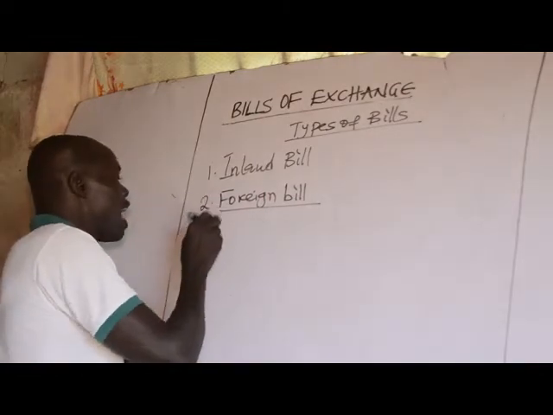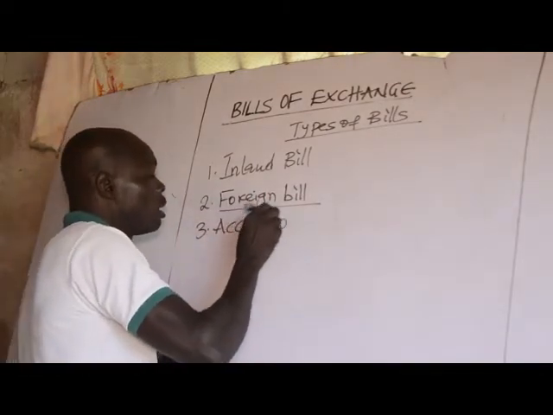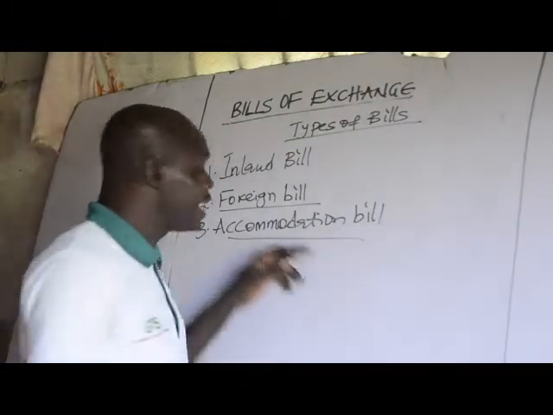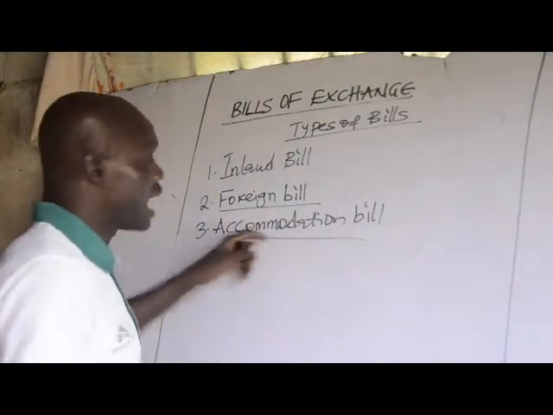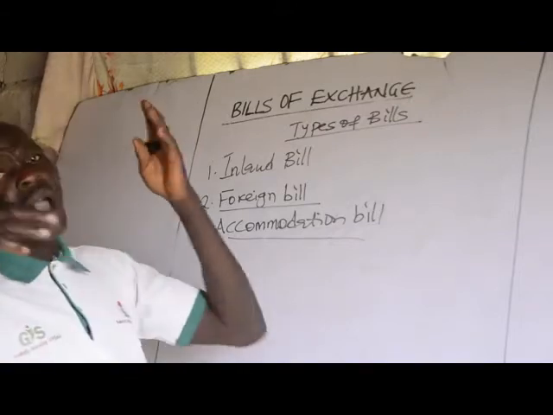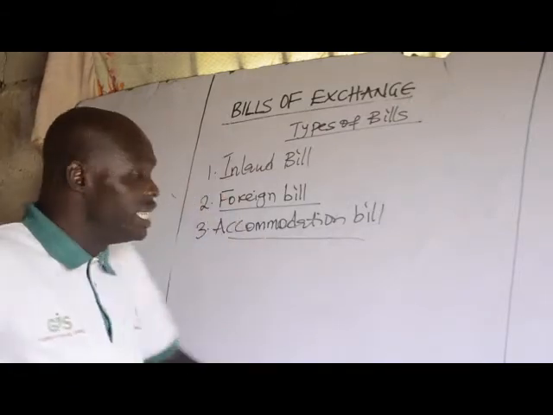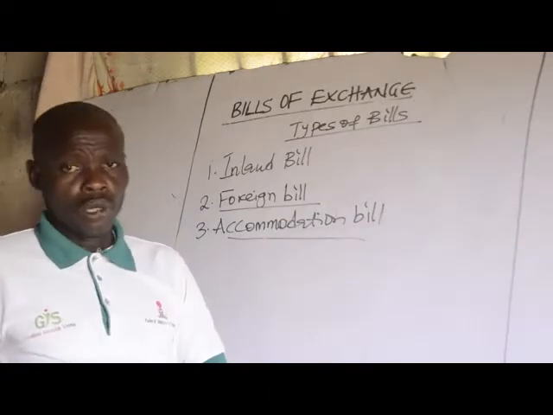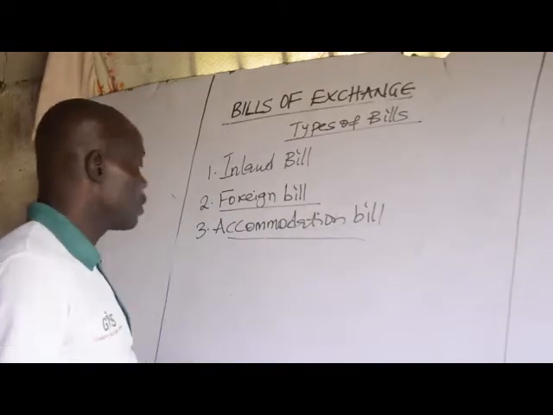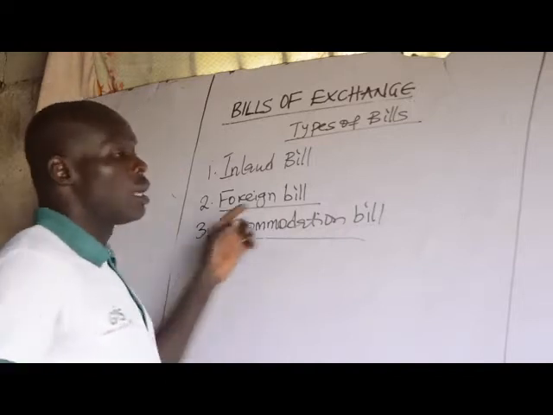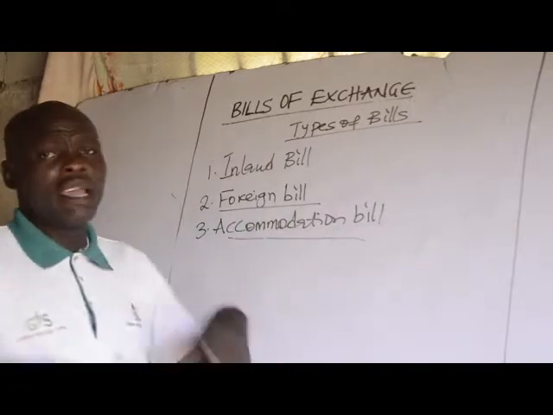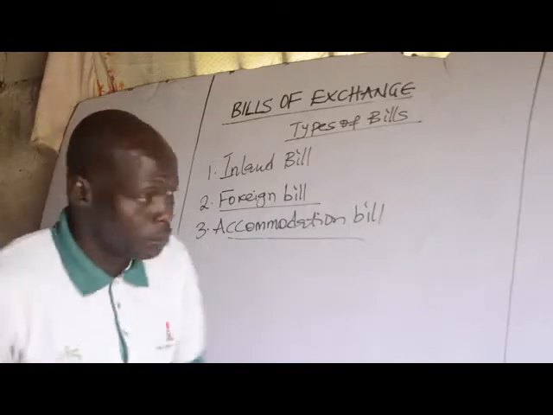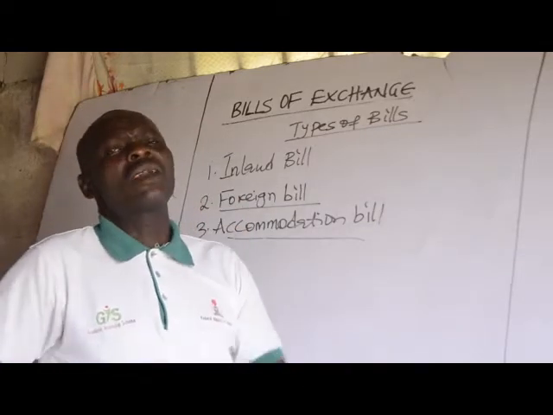Number three, we have accommodation bills. An accommodation bill is a bill of exchange accepted by a person known as the accommodation party, not for a valuable consideration, but with the intention of lending his name or reputation to another person.